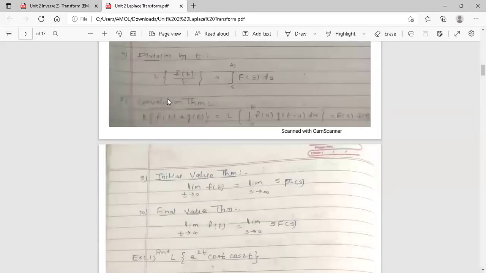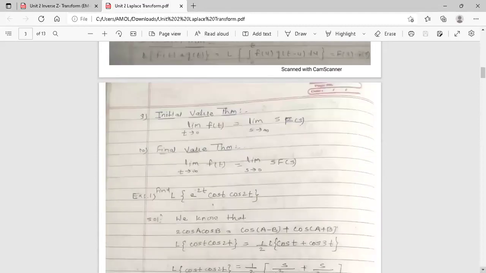Convolution theorem. Laplace transform of f of t into g of t. There are two functions, f of t and g of t. Then the convolution of f of t and g of t is given by f of t star g of t. And Laplace transform of this convolution of these two functions is equal to Laplace of integration over 0 to t, f of u, g of t minus u, du. So you solve this integration, you will get the Laplace transform. It is equal to F of s into G of s. F of s is the Laplace transform of f of t. G of s is the Laplace transform of g of t. This is convolution theorem.